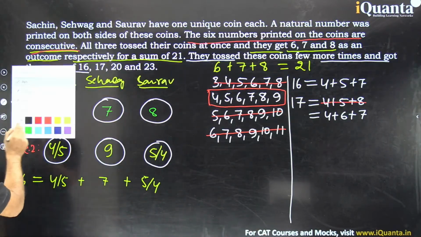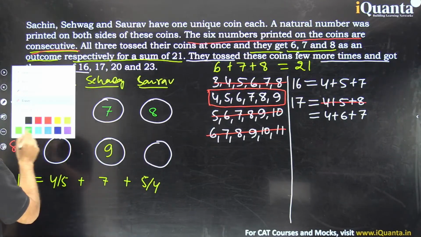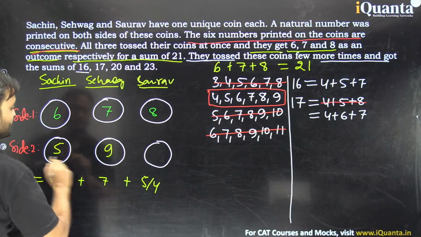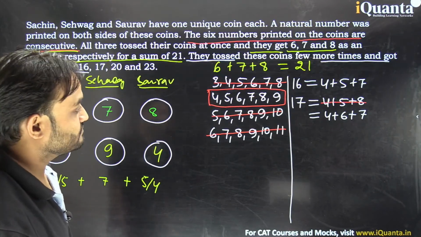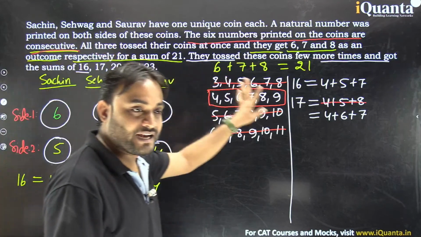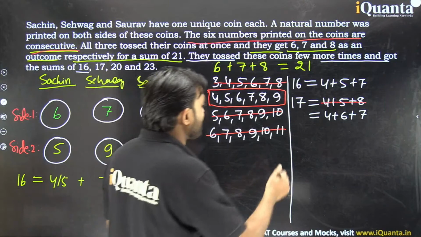So can we say that 5 will be here and 4 will be here? Okay, this case is possible, right? Now later we will also check that nothing went wrong.